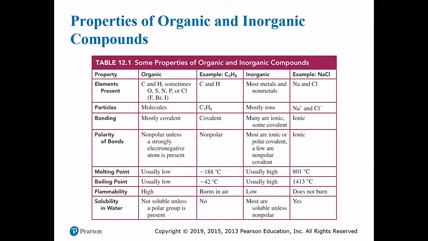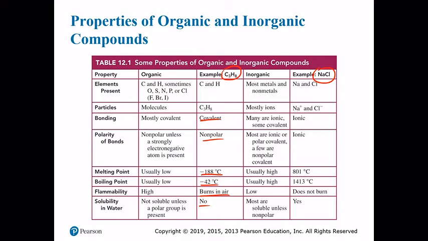This chart compares the properties of organic and inorganic compounds using C3H8, propane, as an example of an organic compound and sodium chloride, NaCl, as an example of an inorganic compound. As you can see for propane, it's a covalent compound, it's nonpolar, it has very low melting and boiling points, it's flammable and insoluble in water. It has all the properties that we just described.